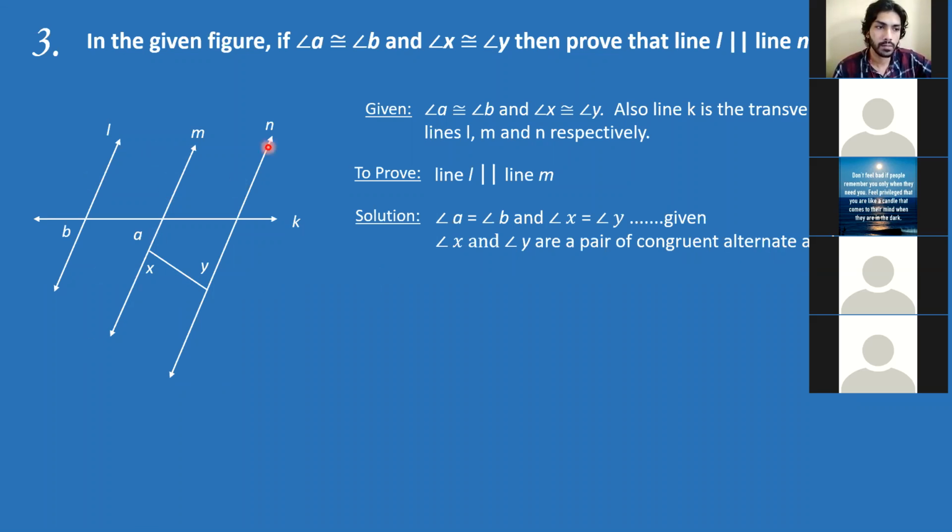These are two lines and this is one line. The name of the line is not given. We have two lines, X and Y. And in the problem statement, it was given that these two angles are congruent. It is given over here. See.